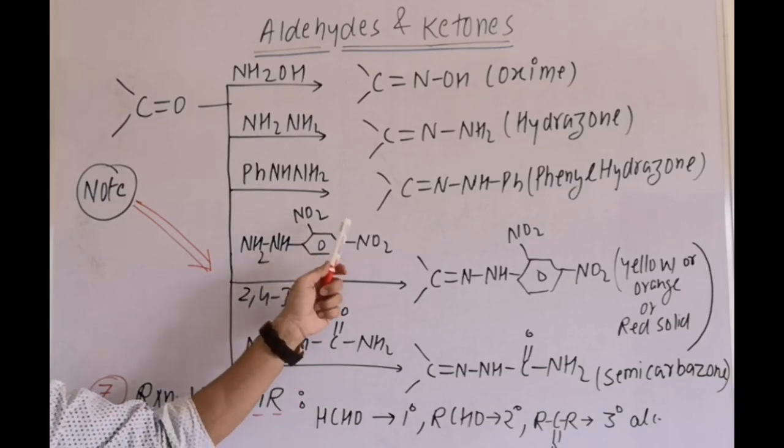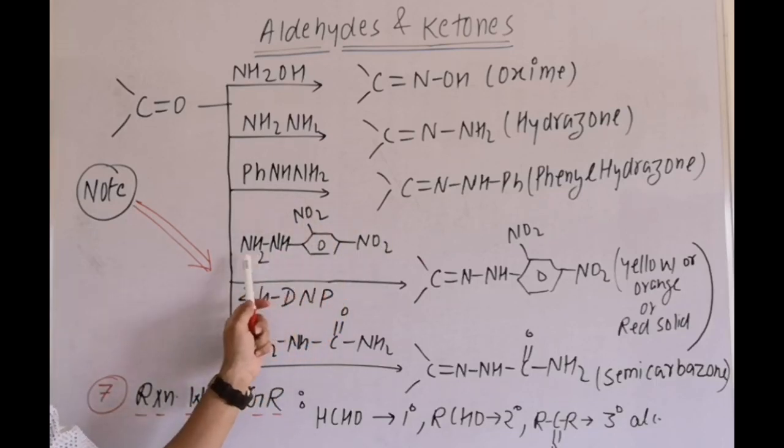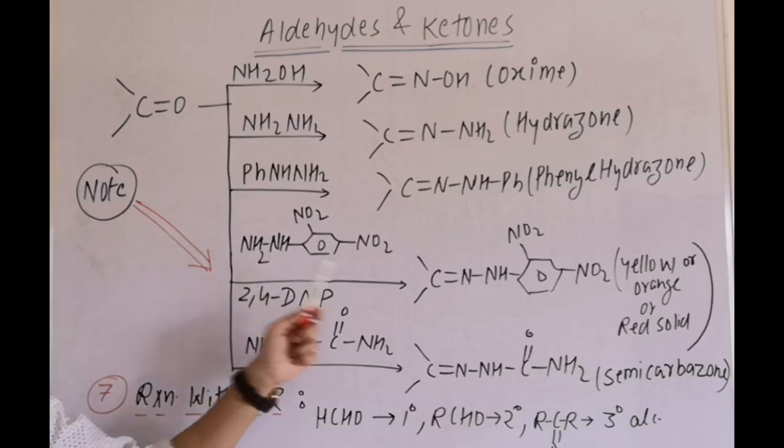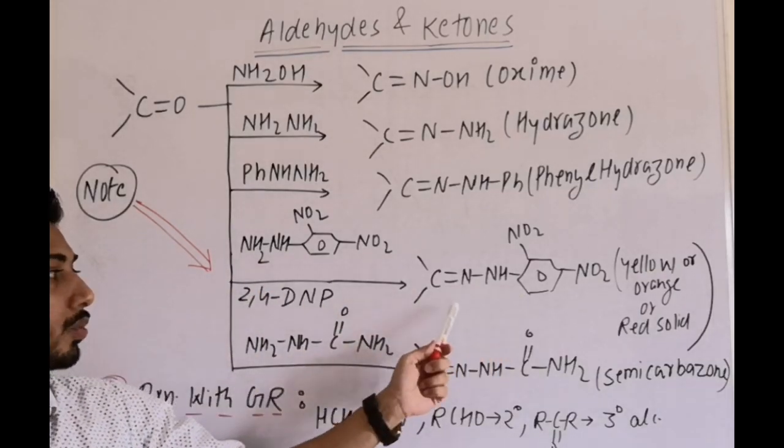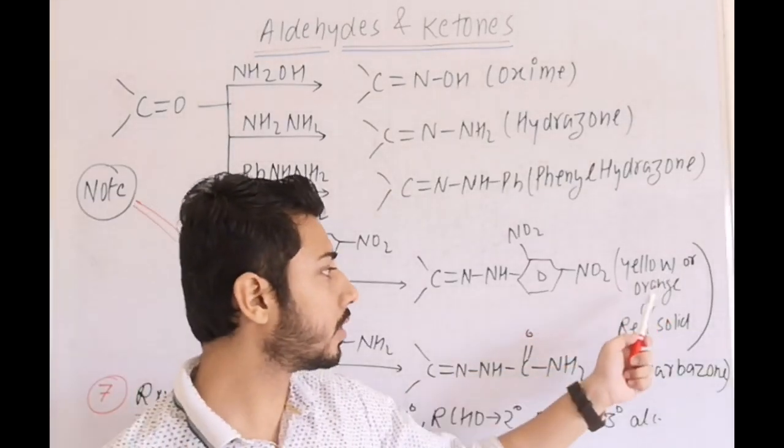Next is a very important reaction, just like the first one: 2,4-dinitrophenylhydrazine. 2,4-dinitrophenyl, benzene ring, and hydrazine. H2O is released, and it forms this compound. Its name is 2,4-dinitrophenylhydrazone. This is important. Why?